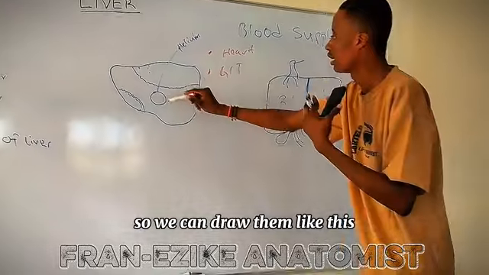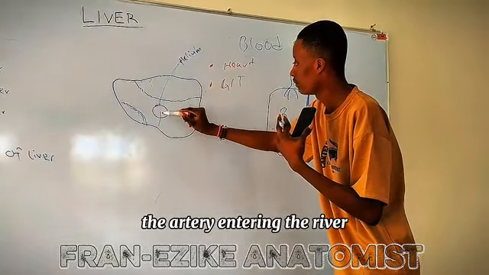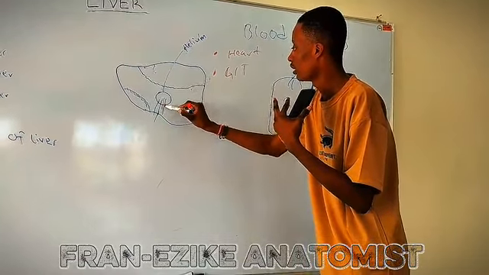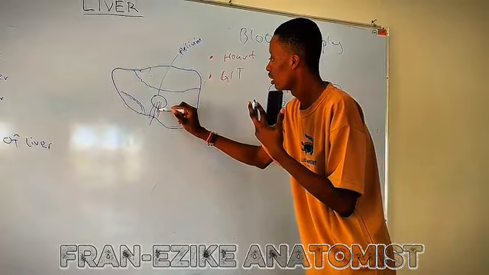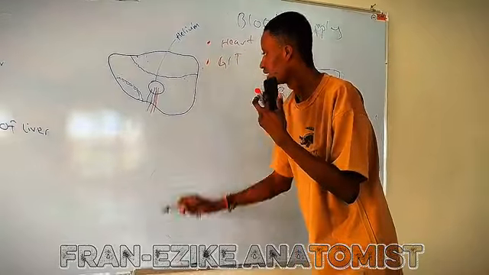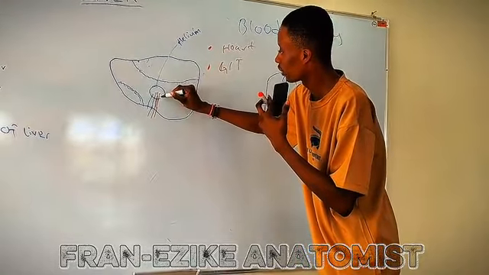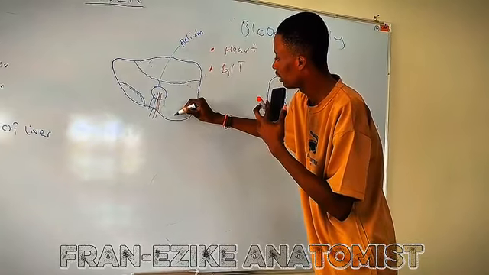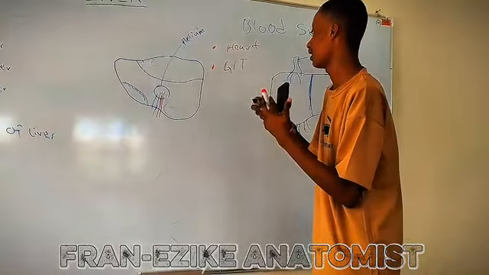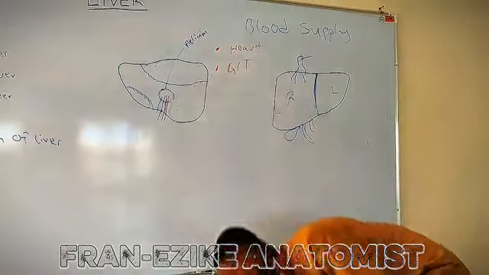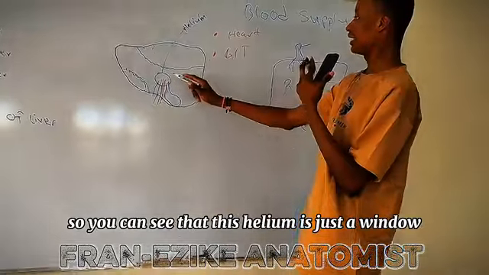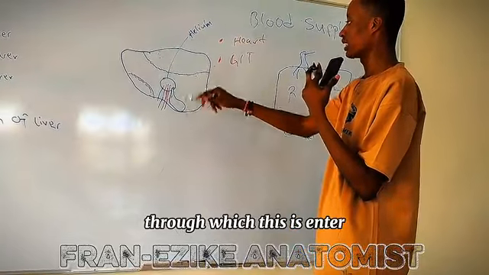So we can draw them like this: the artery entering the liver, the portal vein entering the liver, then finally the bile duct coming out from the liver. Bile duct. The bile duct coming out from the liver. So you can see that this hilum is just the window through which these things enter.